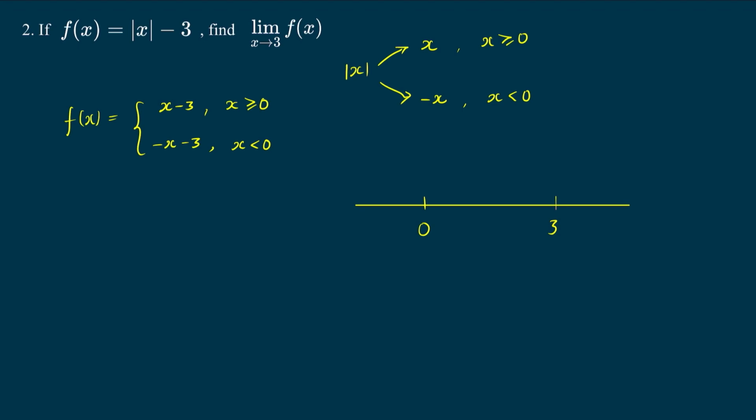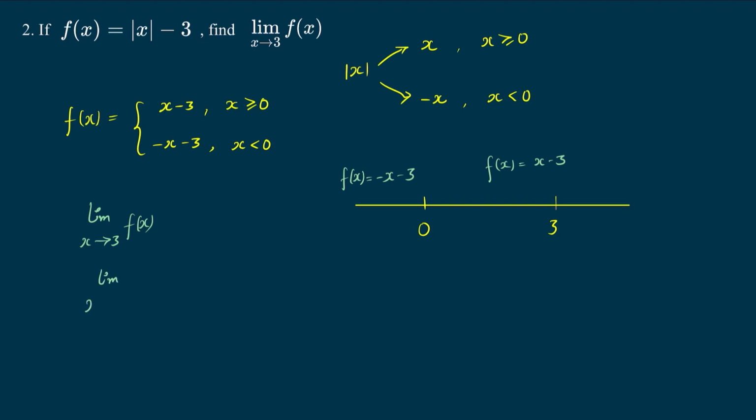Okay, so now looking at the question, I can see that the function is x minus 3 whenever x is greater than or equal to 0. So let me write f(x) equals x minus 3 here, because this portion is greater than or equal to 0, and the same function f(x) will be minus x minus 3 when this portion is less than 0. We have limit x tends to 3 of f(x), and as you know I have to find the left hand limit and right hand limit. So first let me find the left hand limit.